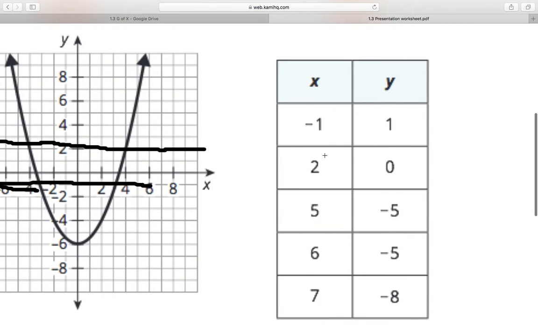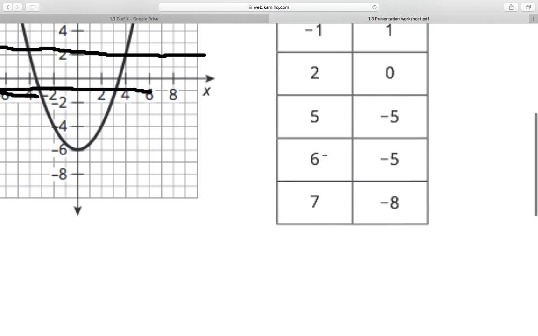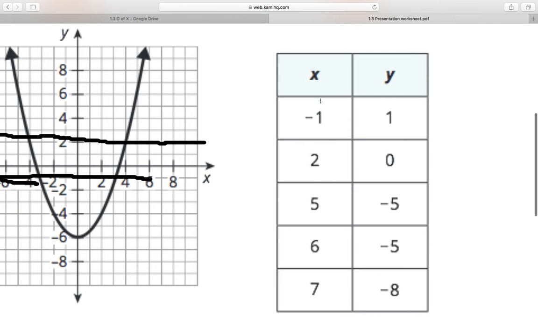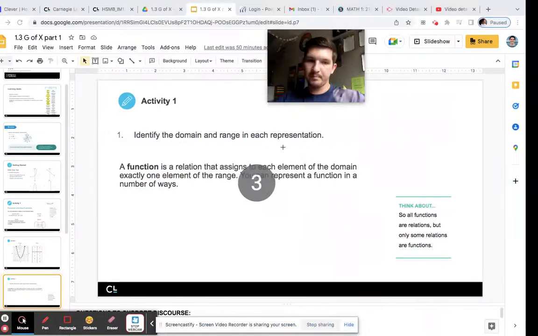And then finally, of course, the table is just like an ordered pair, but just set up differently. It's kind of like mapping. You have your x on the left, your y on the left or right. If you can look at each x, -1, 2, 5, 6, and 7, and only see one of those numbers, you have a function. So we do have a function here, okay?